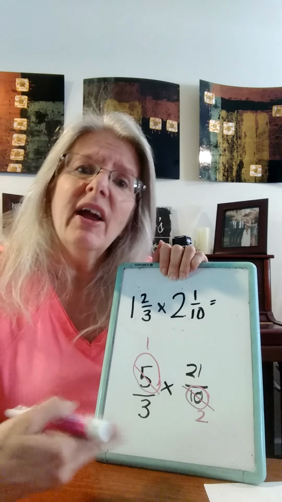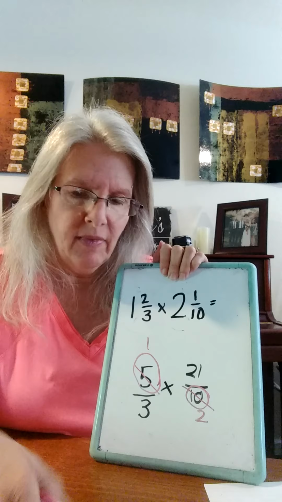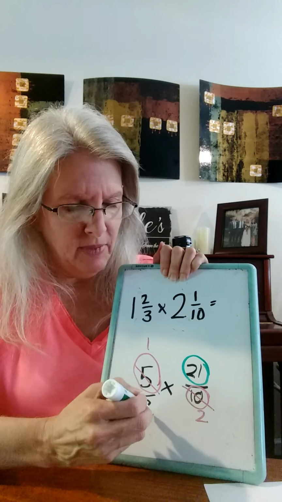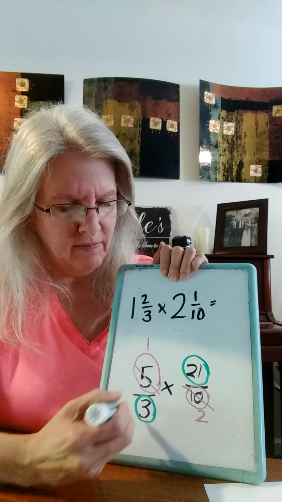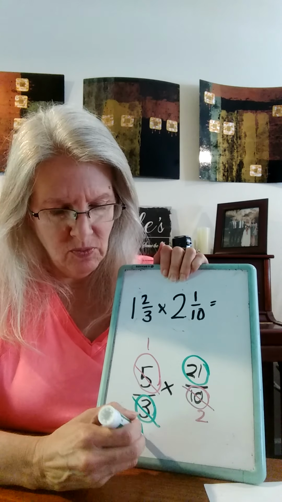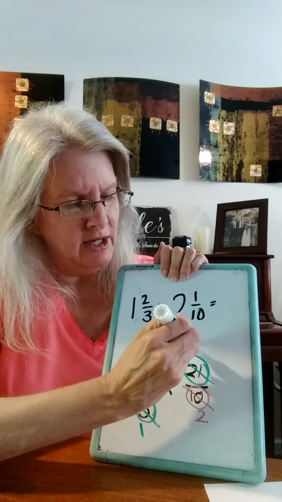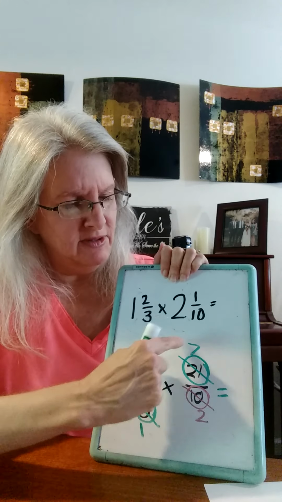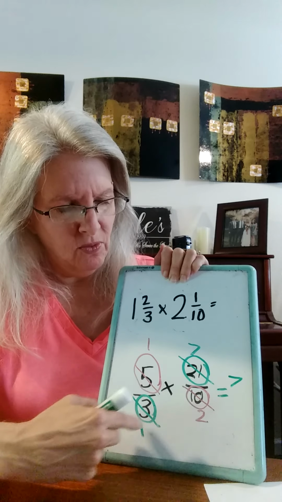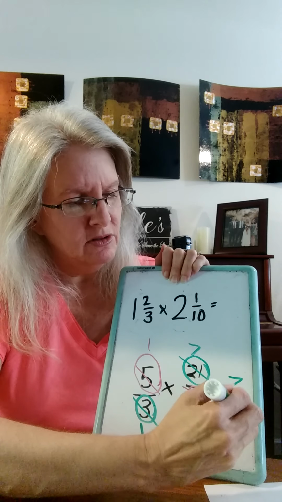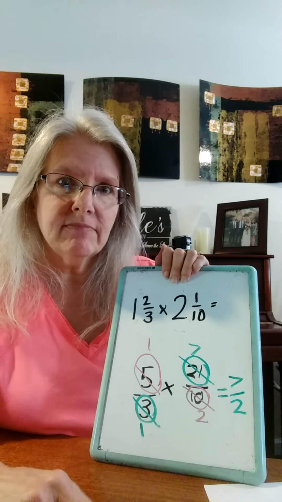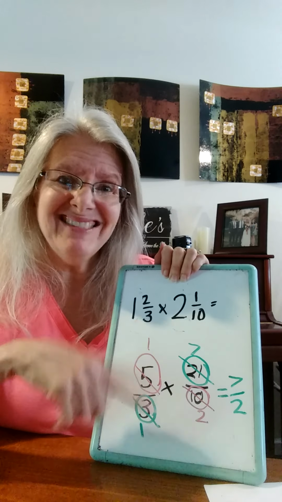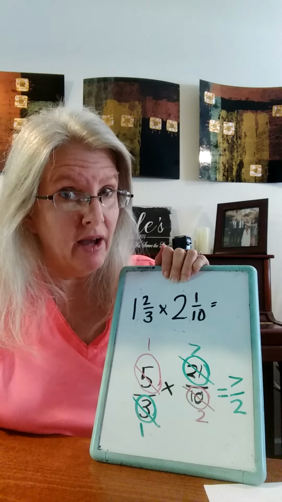Look again, is there any more cross canceling you can do? And I see that, yeah, actually there is. I can divide 21 by 3 and 3 by 3. 3 divided by 3 is 1. 21 divided by 3 is 7. So now I have 1 times 7 is 7. 1 times 2 is 2. So I have 7 halves. Ask yourself, can you do anything else with that, or are you finished? That's an improper fraction, so we are not finished.